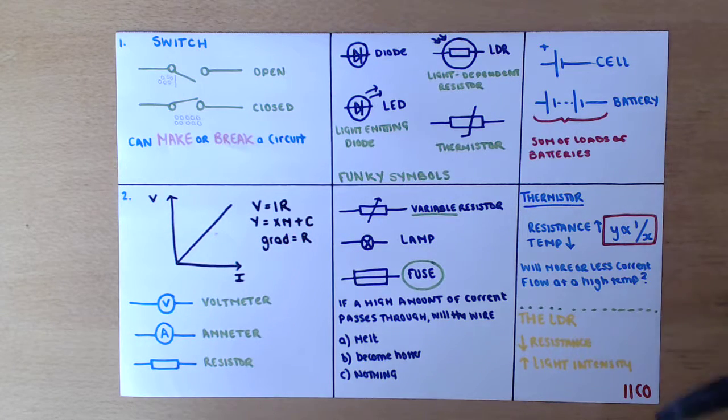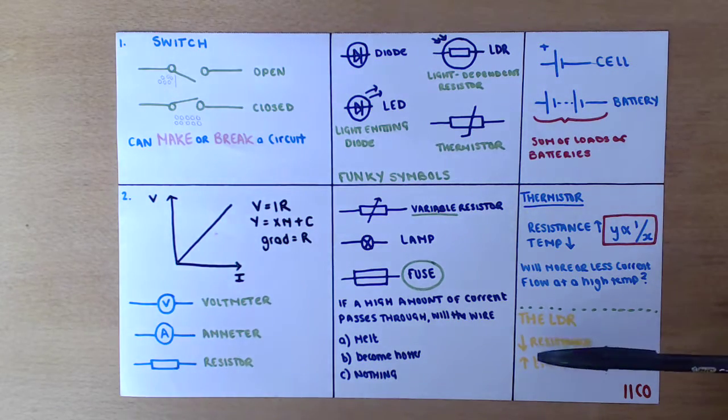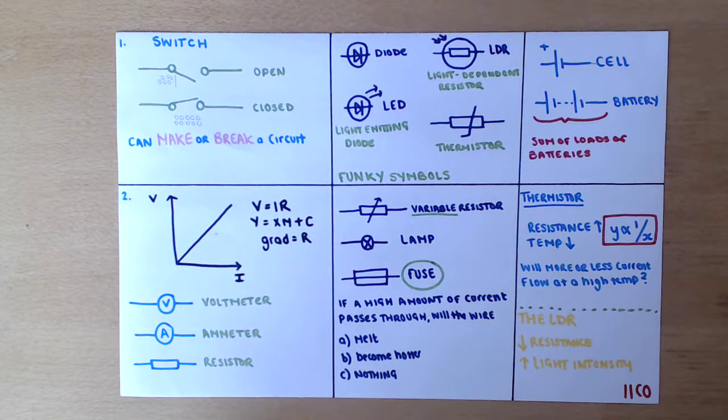Now we're going to move on to the LDR, a light dependent resistor. This is the same thing as a resistor, but as the resistance decreases, light intensity increases. So for dark, low light, the resistance will be high. Little current is going to flow. But for bright, high light, resistance will be low, making more current flow. Hopefully that makes sense. If not, let me know.